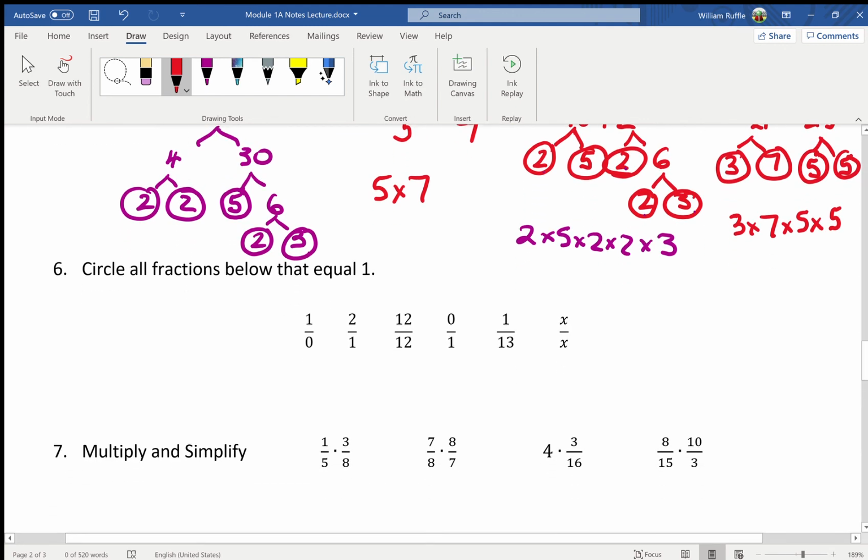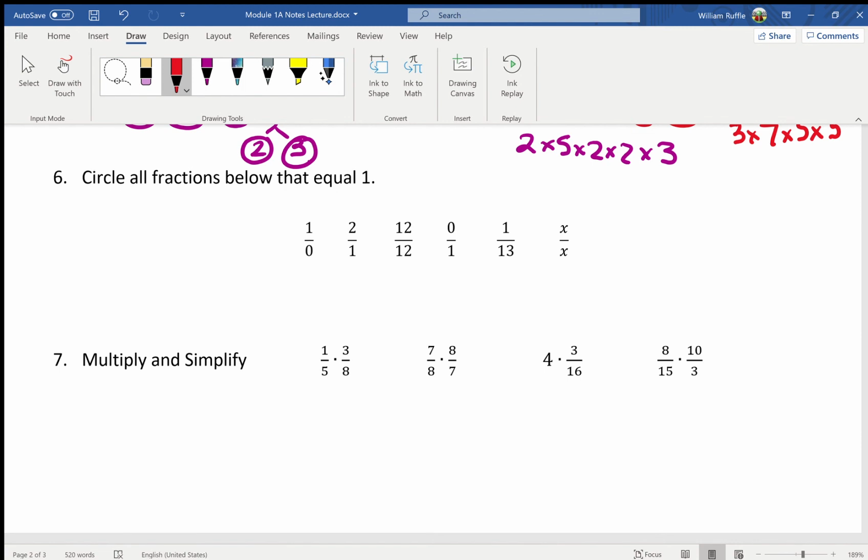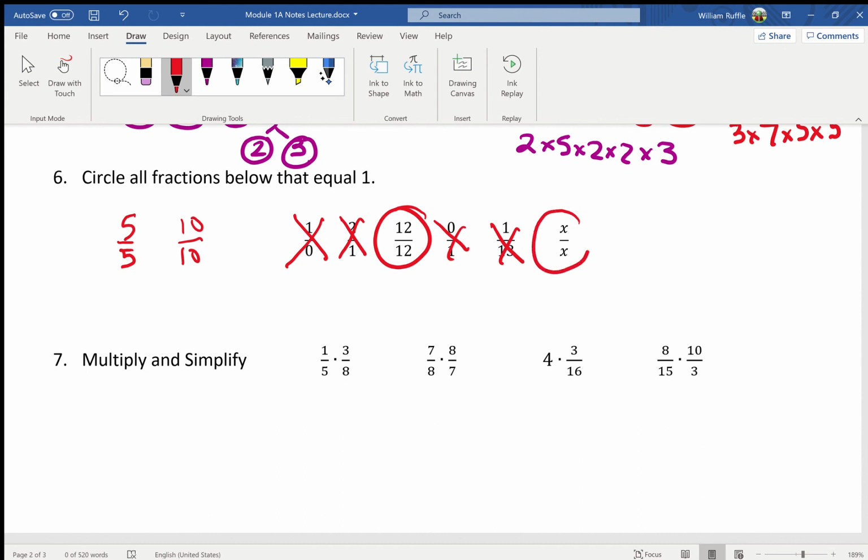Okay. Now, let's do this last question, and then I'm going to take a break, and then I'll do a part 2 on this. Circle all fractions below that equal 1. You just have to remember, anything over itself is equal to 1. So if I have 5 over 5, that's equal to 1. 10 over 10, anything over itself. Now 1 over 0, that is not itself. 12 over 12, no, no. And this is x over x, and yes, that is.